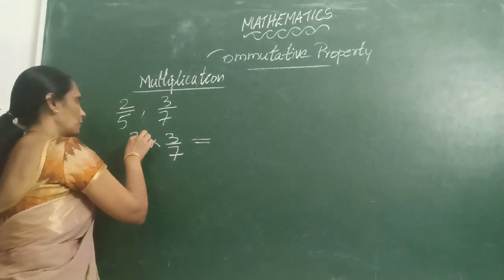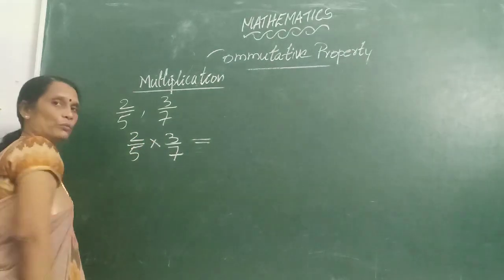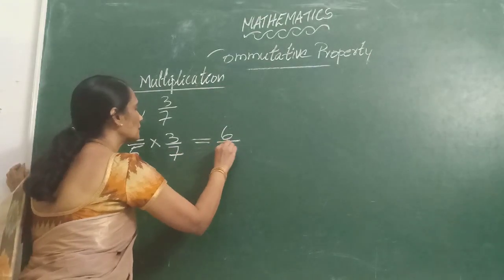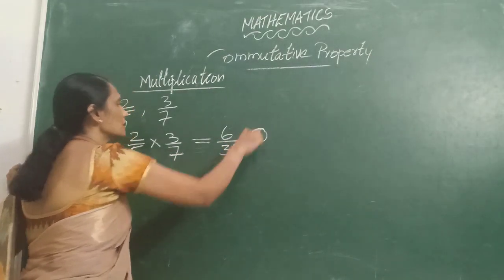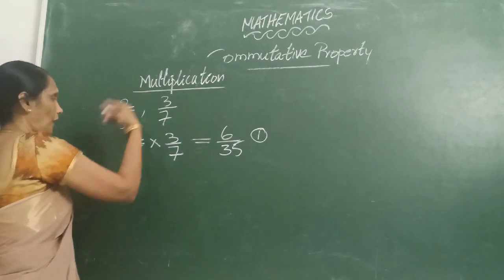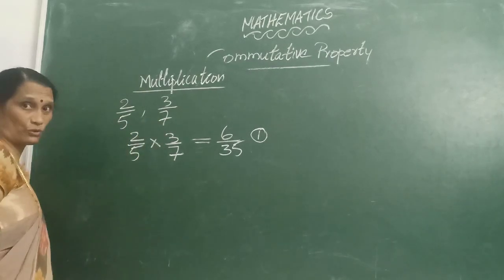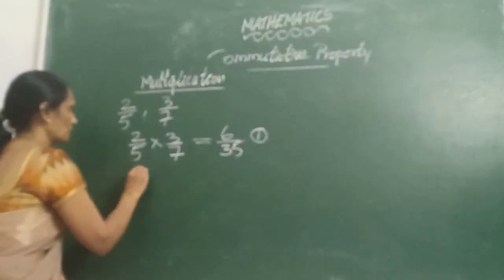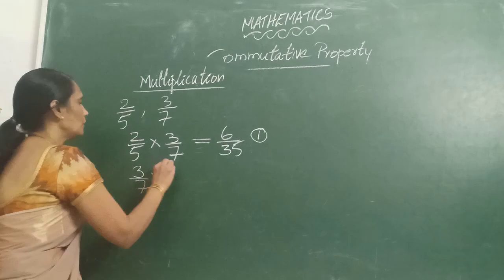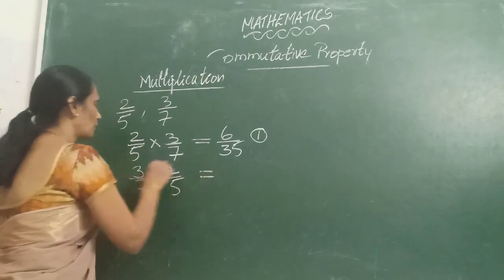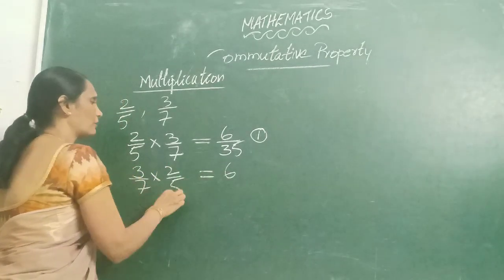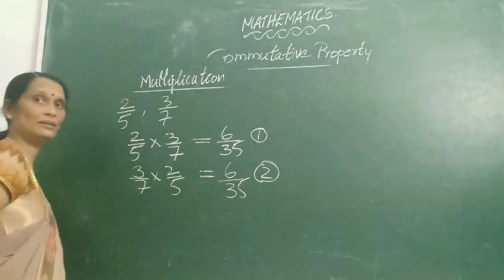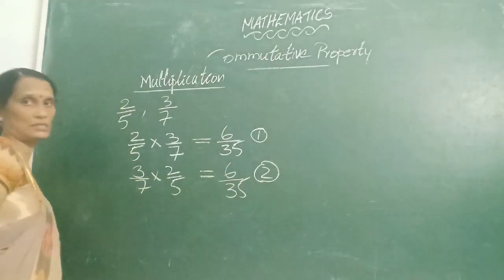Multiply the numerators together and multiply the denominators. That is 2 3s are 6 and 7 5s are 35. So we got 6 by 35. Now let us reverse the order of numbers. We have taken first 2 by 5 into 3 by 7. Now let us take 3 by 7 into 2 by 5. Here also 3 2s are 6, 7 5s are 35. Even though we change the order, we get the same result.